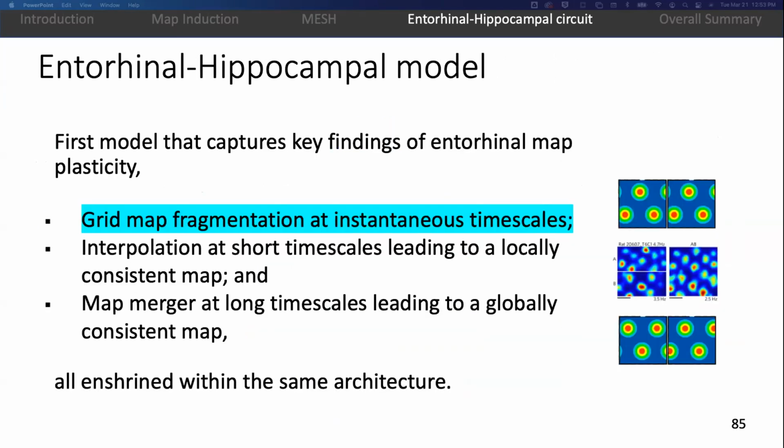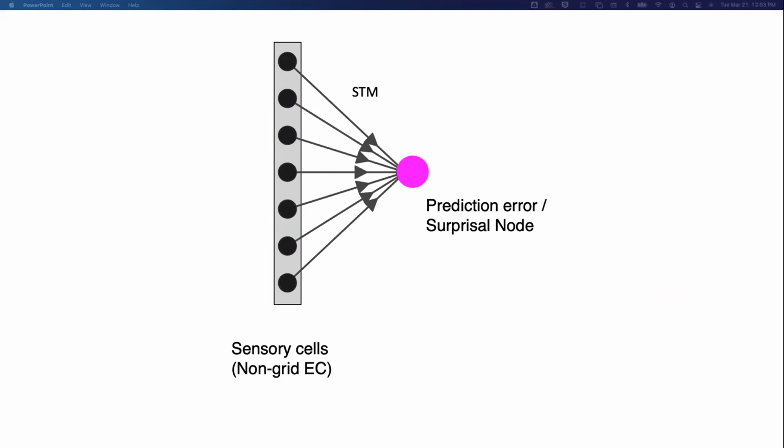So I'll quickly go over the map fragmentation. Basically, we add a short-term memory to the output of the sensory cells, based on which we compute surprisal, and the short-term memory is encoding an exponentially decaying average of recent sensory inputs. And so basically what this network is doing is just computing the dot product between your current sensory input and your recent past of sensory inputs, and computing surprisal based on it.